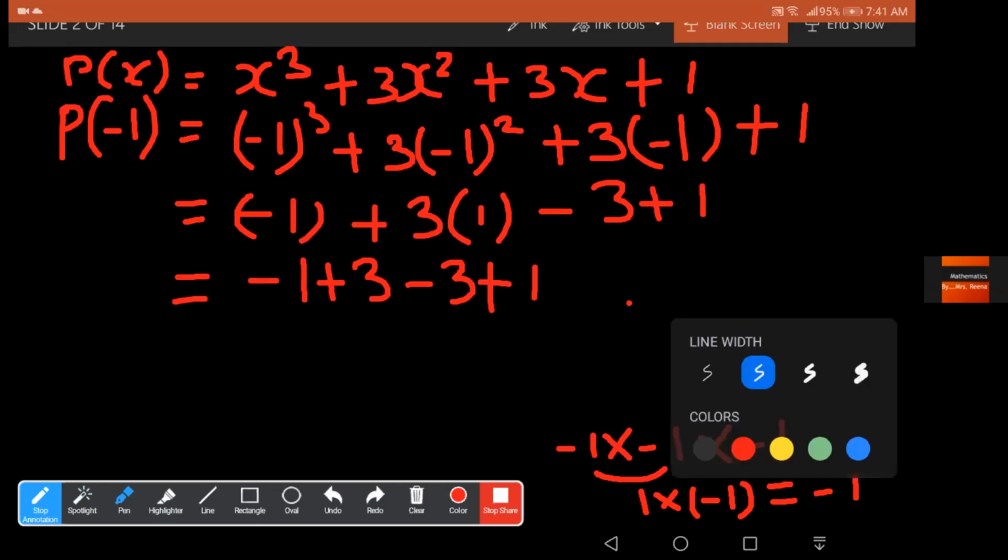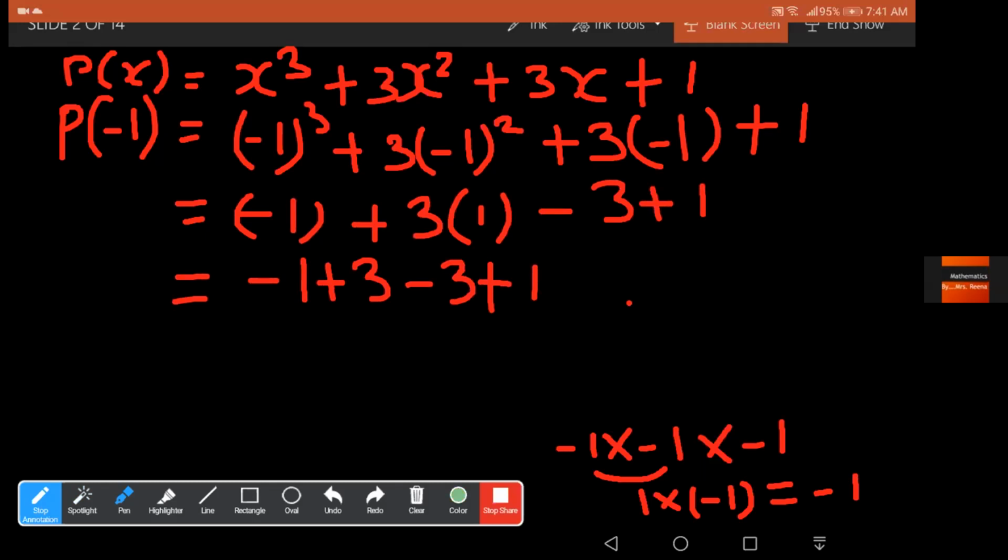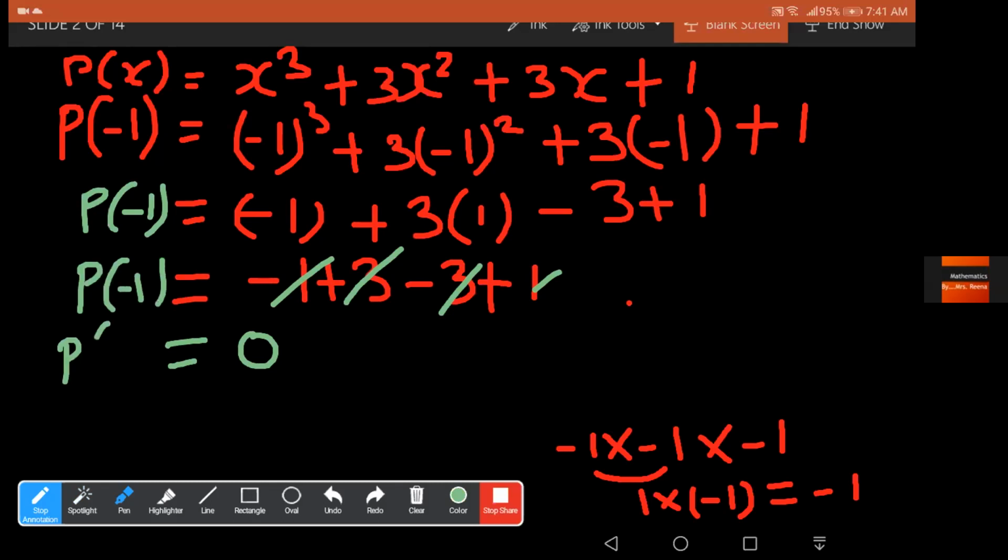So we can check from here कि plus 3 and minus 3 will be cancelled out. Minus 1 and plus 1 will be cancelled out and your answer will be 0. So we can say that p(-1) will be 0 here. p(-1) will be 0.